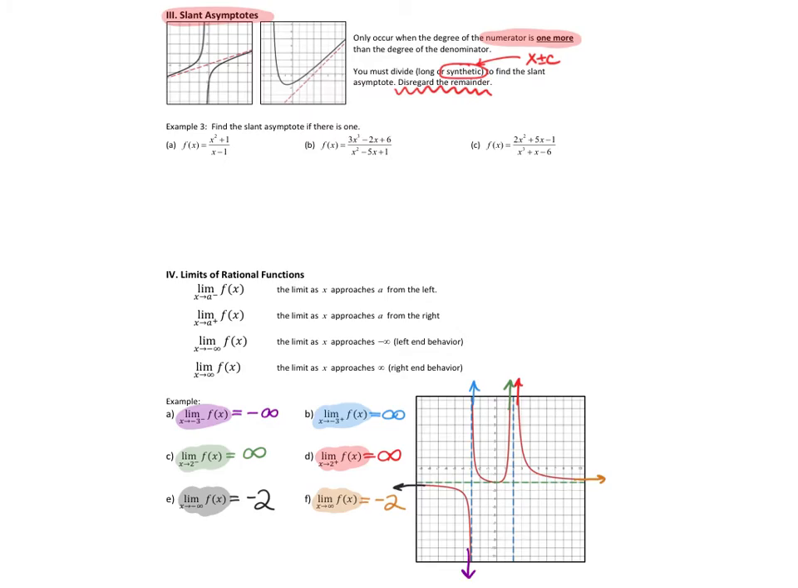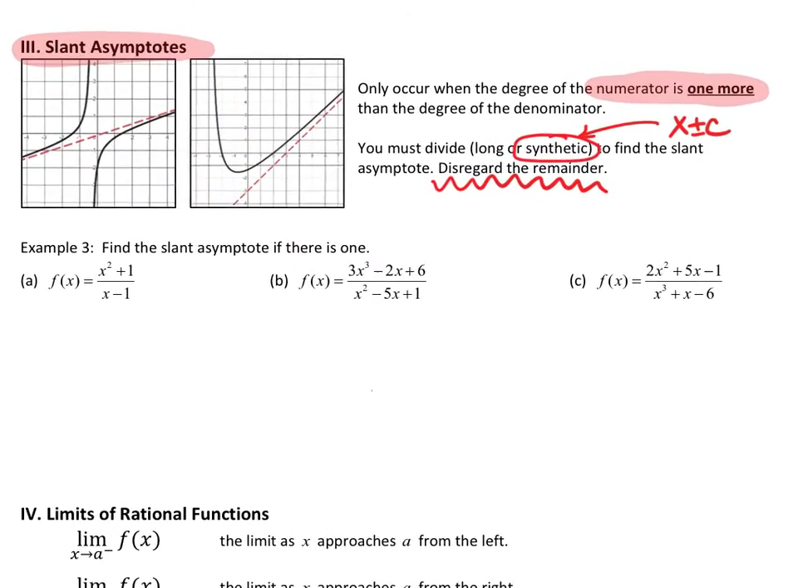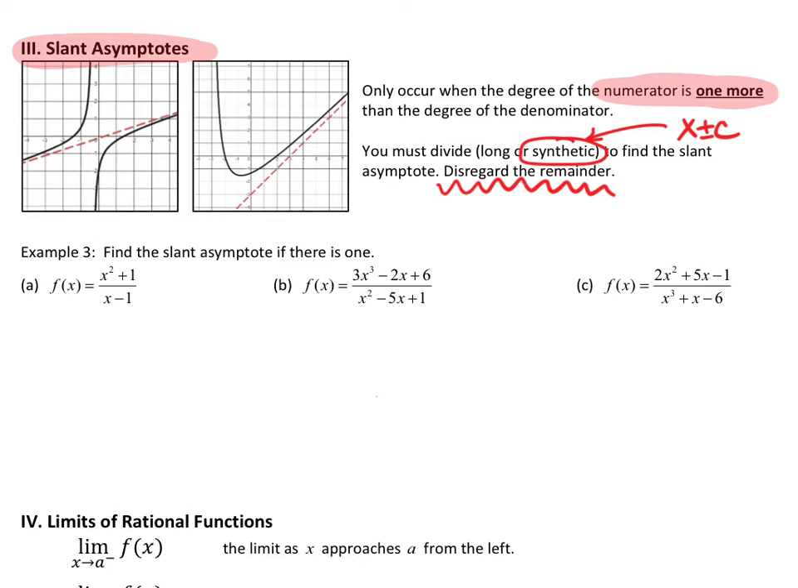On the back side here, we talk about something new called slant asymptotes. Slant asymptotes are truly the end behavior still for these graphs. It's how the graph behaves as we get to positive and negative infinity. But it's not a flat line, it's not a vertical line, it's some sort of sloped or slant line. Some people call these oblique asymptotes. We're going to call them slant asymptotes.